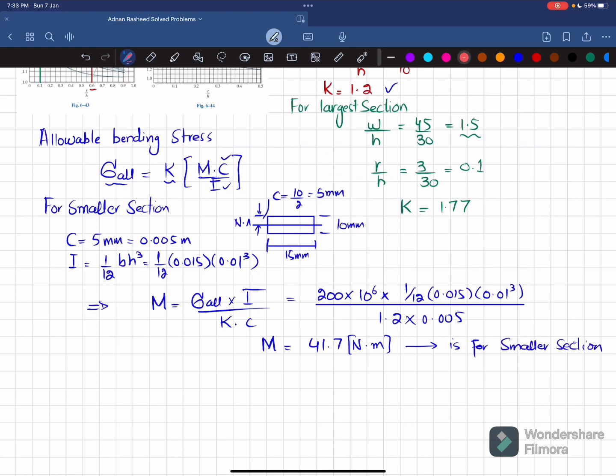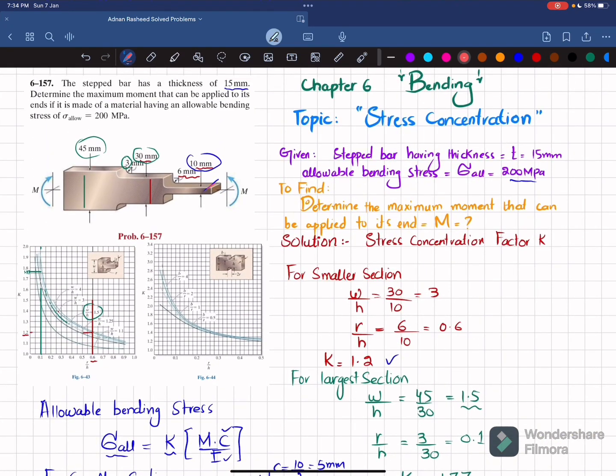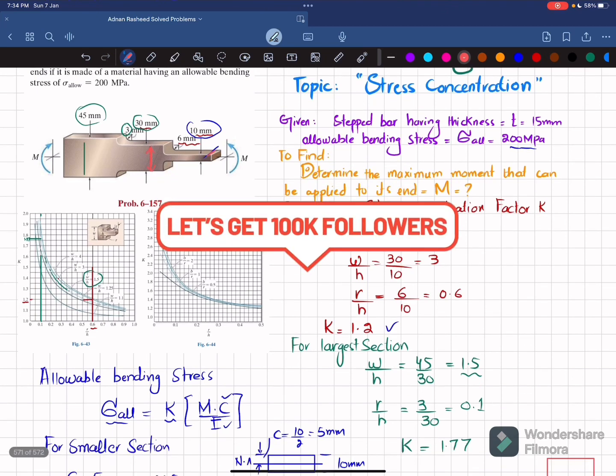Now we will move toward larger section. So for larger section, again, the moment equation is same, which is equal to sigma allowable into I divided by K into C. So you can see here that for larger section, it will be like this, the cross section. Since thickness remains same, which is 15 millimeter, but here you can see the height will be equal to 30 millimeter. Clear? So I will draw the cross section 30.